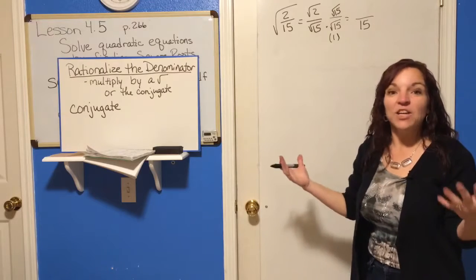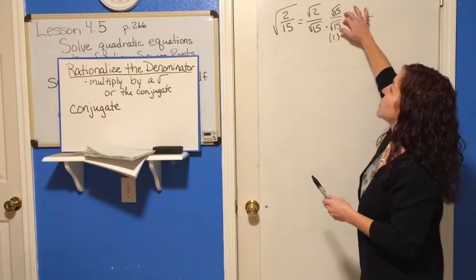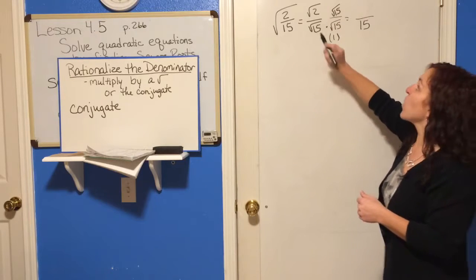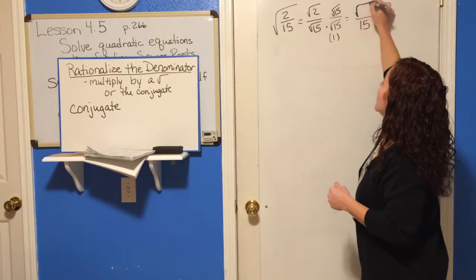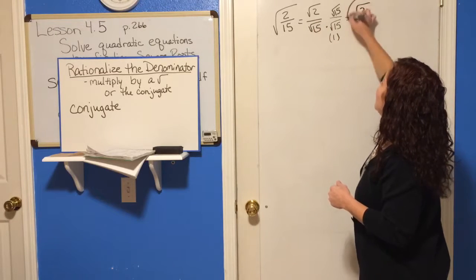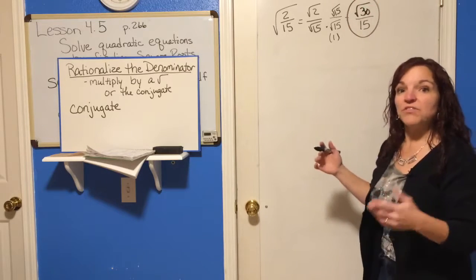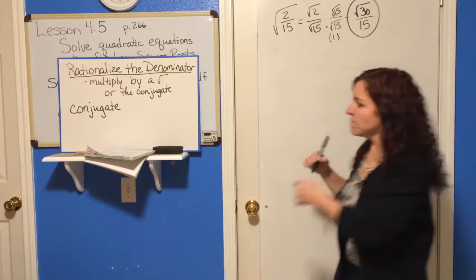And if you multiply any fraction by 1, you haven't changed the value. So you can multiply the numerator and denominator by the same thing and not change the value at all. So then you multiply straight across. The square root of 2 times the square root of 15 is the square root of 30. And this would be your rationalized or simplified answer, square root of 30 over 15.